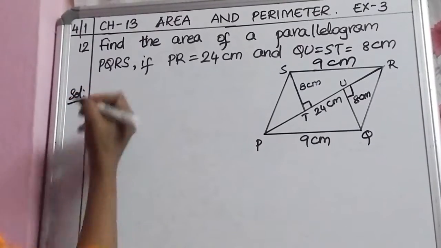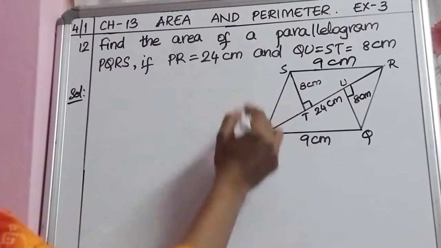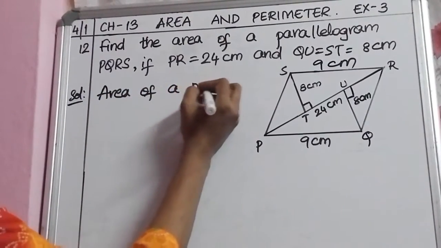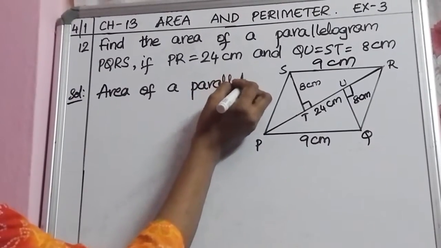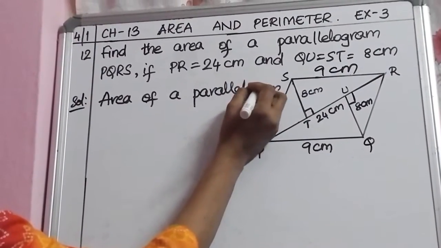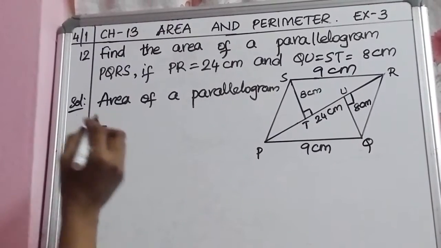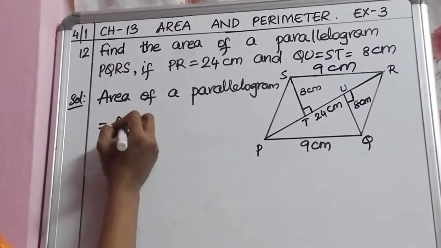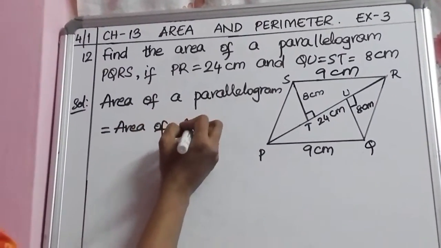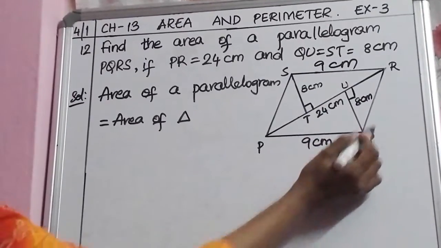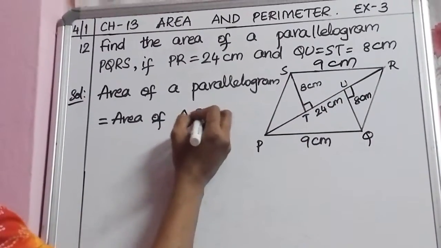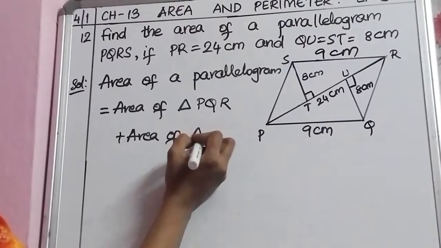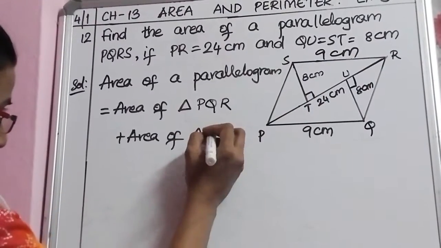Let's start solving the problem. So here area of a parallelogram is equal to, this all you write in one step only, area of triangle PQR, this triangle PQR plus area of triangle PSR.